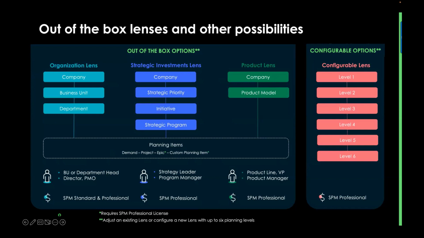But as an example here, these are the out-of-the-box lenses, the 3 out-of-the-box lenses in 5.0, plus your configurable lens. So I may structure a company lens, I can do an investment strategy lens. If you're going down the product roadmap lens, product portfolio, you can use the product model, right? So we expanded the way to take the planning items and construct a visualization around them for your planning. So that's what 5.0 gets you, along as mentioned, some cool features.